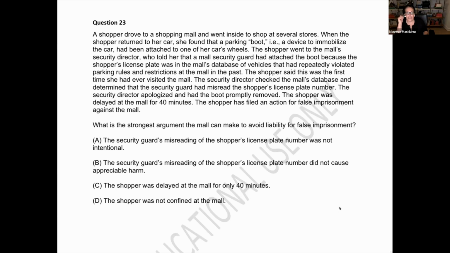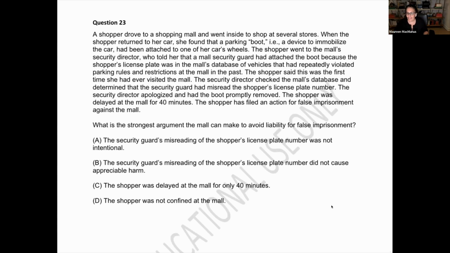The shopper said that this was the first time she had ever visited the mall. The security director checked the mall's database and determined that the security guard had misread the shopper's license plate number. The security director apologized and had the boot promptly removed. The shopper was delayed at the mall for 40 minutes. The shopper filed an action for false imprisonment against the mall. I think this is a pretty good question. What's the strongest argument the mall can make to avoid liability for false imprisonment?